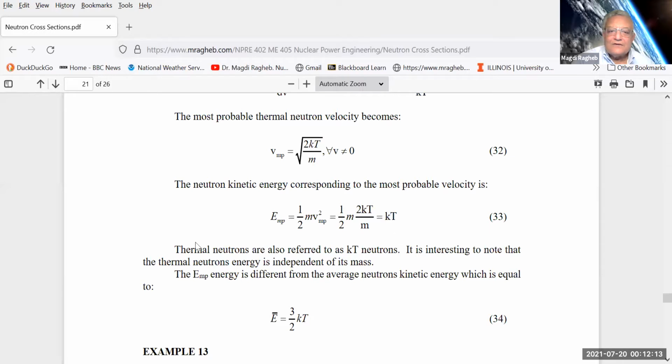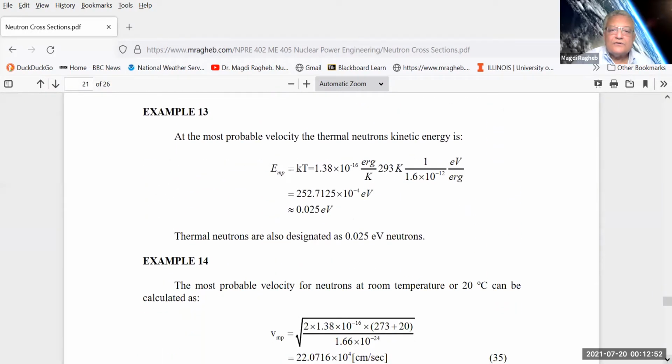So thermal neutrons, or neutrons in thermal equilibrium according to the Maxwellian distribution in nuclear reactors, are called the kT neutrons. And it's interesting to note that the thermal neutron energy is independent of the mass. See, there is no m in the expression. The most probable energy is different from the average neutron kinetic energy, which is equal to 3/2 kT, because half kT is each degree of freedom. We can calculate the average energy of the neutron, and we get that it is not kT, but 3/2 kT in thermodynamics.